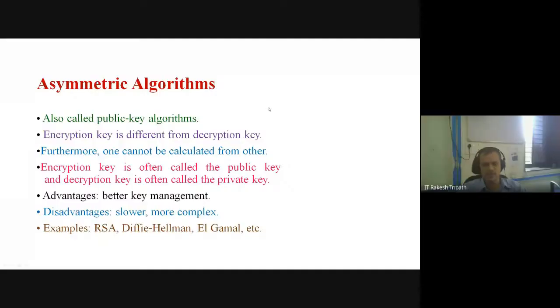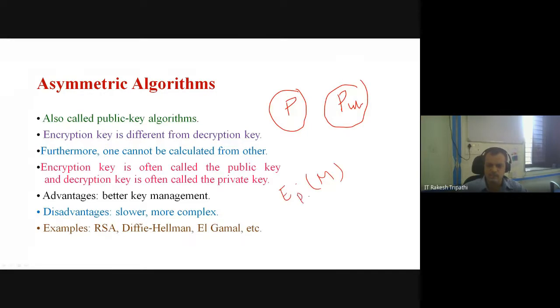Key management: each individual has to maintain only two keys, one private key and one public key. The public key will be known to everyone, and the private key I keep with myself. If anybody wants to send a message to me, they can encrypt that message with my public key and give it to me, and with my private key, I can decrypt that message.